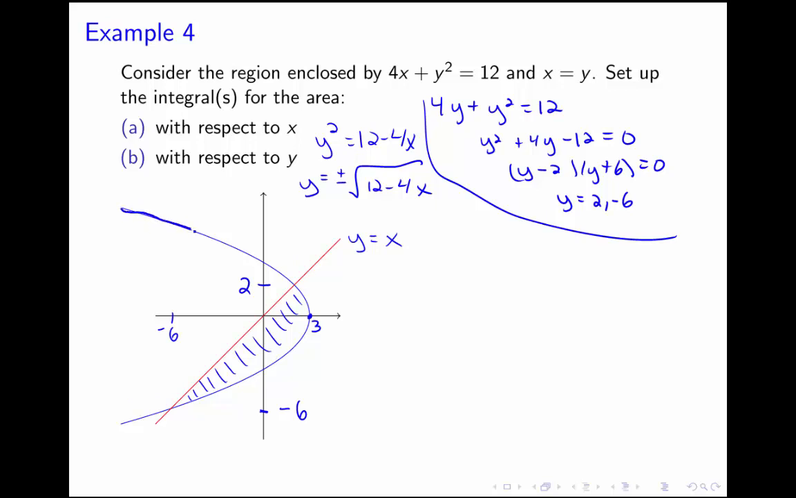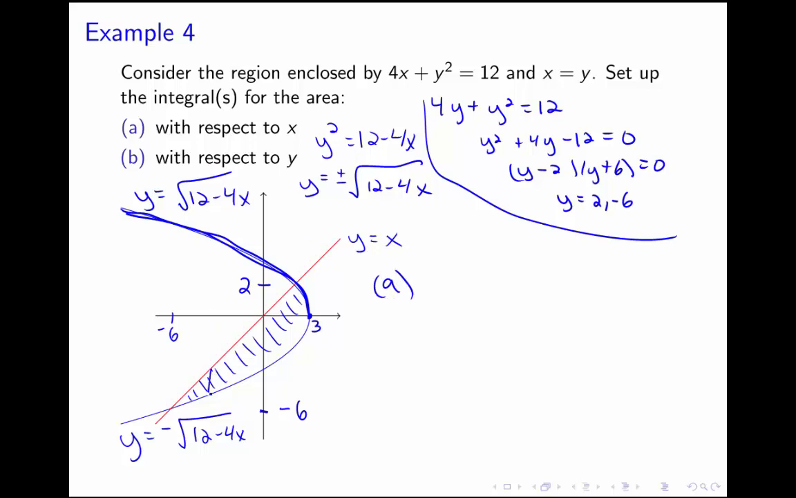So if I make this top part here a little bit darker, this darker part here is my positive square root. That's y equals the square root of 12 minus 4x. And this lighter blue part is the curve y equals negative the square root of 12 minus 4x. We see that all of the y values for this part of the curve would be negative. So now I have to think about maybe setting up my area integral with respect to x.